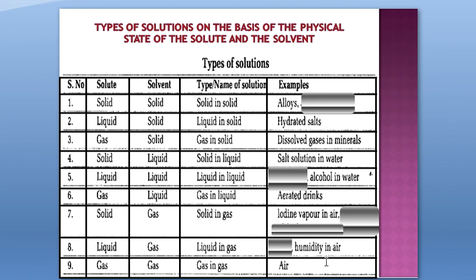Liquid in gas, humidity in air. Air is the solvent here, it's the gas, and water droplets in that air which make it humid are the solute, which is the liquid here. Liquid in gas, example is humidity in air. Gas in gas. Gas in gas is simply air. Air is a mixture of gases. We have oxygen and nitrogen. It's a mixture of gases, so one of them in larger quantity will act as a solvent and others will act as solute. Right?